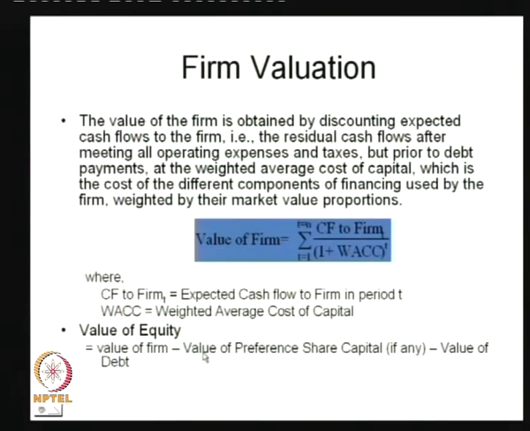From the value of the firm, one can take out the value of preference share capital if there is any, then the value of debt can be taken out, and whatever is left over is the valuation of equity. This valuation gives us the entire equity of the particular company, and by dividing by the number of equity shares, one can find out the value per share.